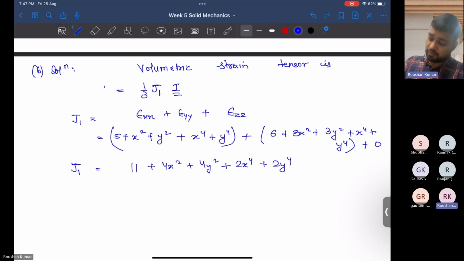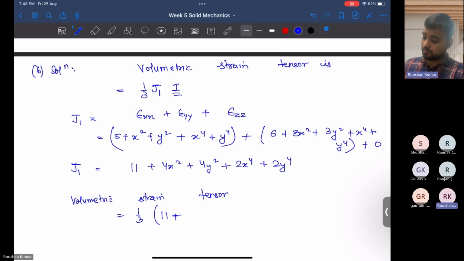Now the volumetric strain tensor. It is given by 1/3 J1 times the identity, where J1 is the Jacobian, the first invariant of the strain tensor: 11 plus 4x² plus 4y² plus 2x⁴ plus 2y⁴, times the identity.